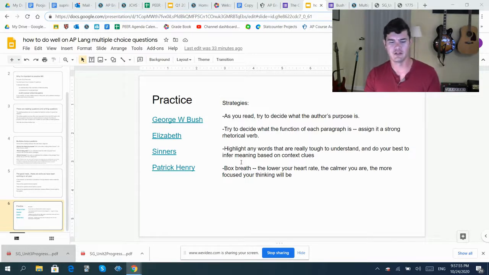If you had the passage in front of you, I would tell you to highlight or circle or note any words that are really tough to understand, meaning big words, because I like to use passages that aren't totally easy to understand. Do your best to infer the meaning of the word or the phrase based on context clues, because chances are, if you don't understand it, they'll probably circle back on it and have some sort of question dealing with it. So the more prepared you are for that eventuality, the better.